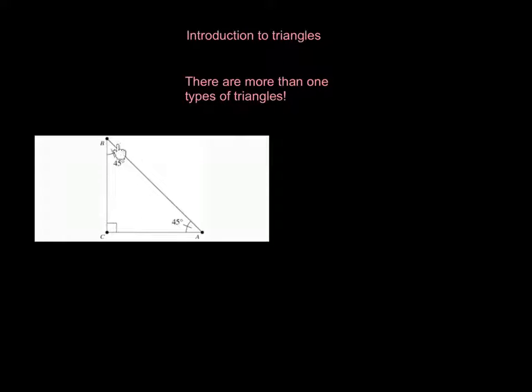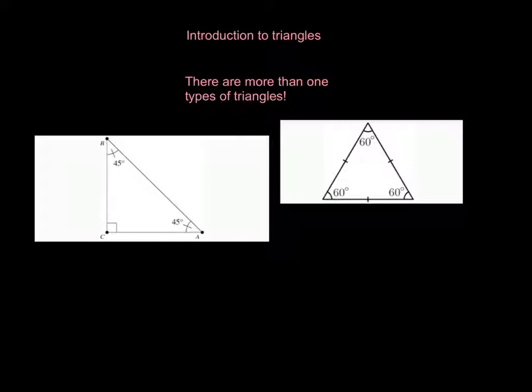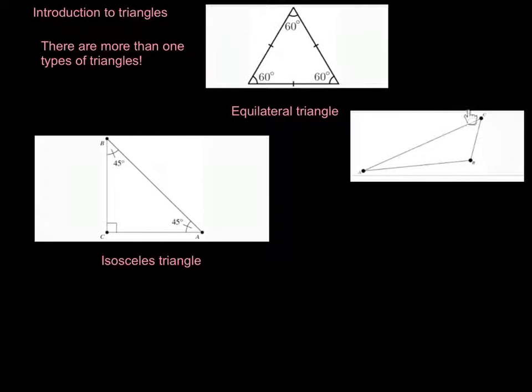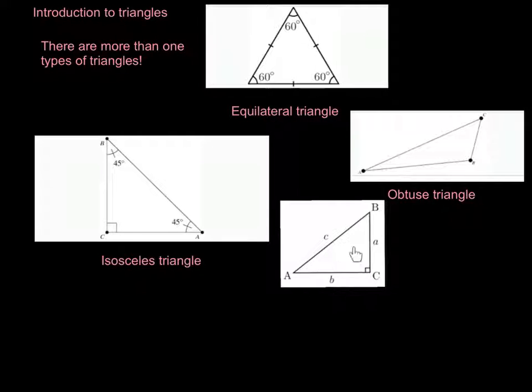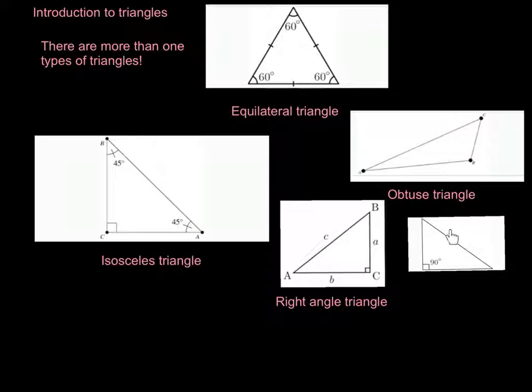Right here we have the isosceles triangle, and we'll get into why it's different than the other triangles later. Here we have an equilateral triangle. We'll also get into why it's an equilateral triangle. Here we have an obtuse triangle. Right here we have a right angle triangle. This is as well a right angle isosceles triangle. Lastly, we have an acute triangle. It's important to know the difference between all of these.